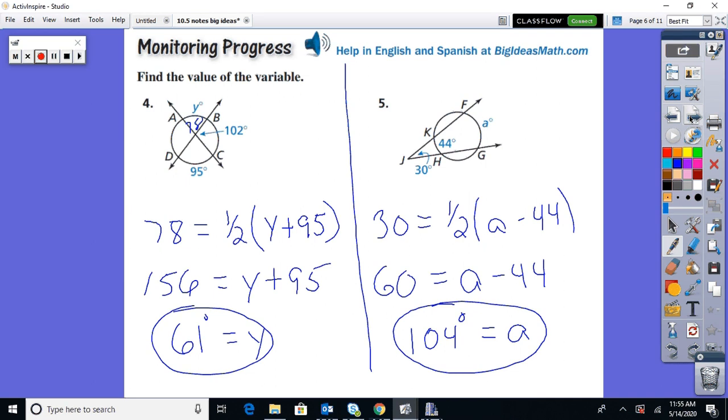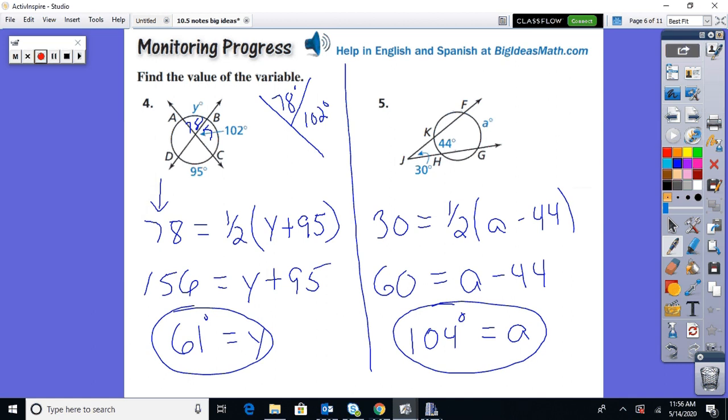102 was over here, so I subtracted it from 180 to get to 78, because together they're making a line. Right, so if you have 102 on this side, you have 78 on that side. So you do a little bit of work, and then you were given the angle, so that's going to go on the left-hand side by itself.